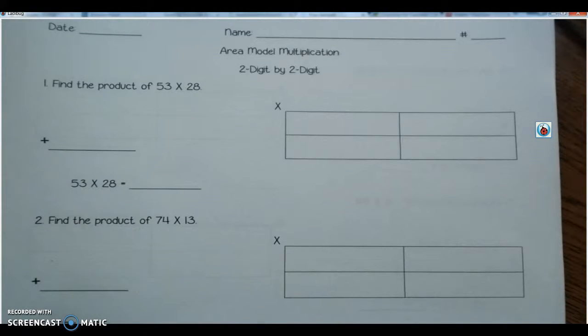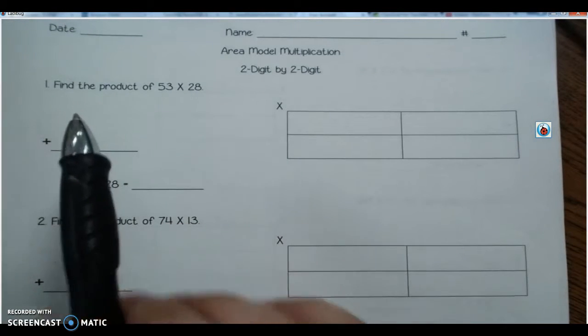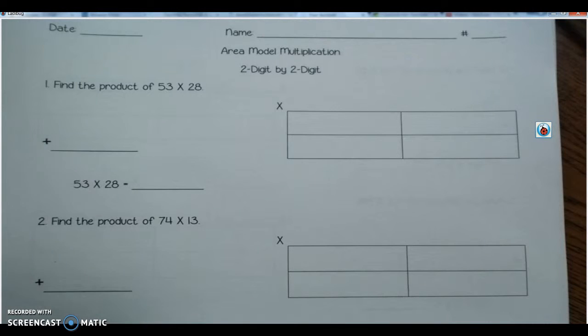I'm going to do a quick overview of multiplying 2-digit by 2-digit numbers using the area model for multiplication. So if we take a look at number 1, the question says find the product of 53 times 28.